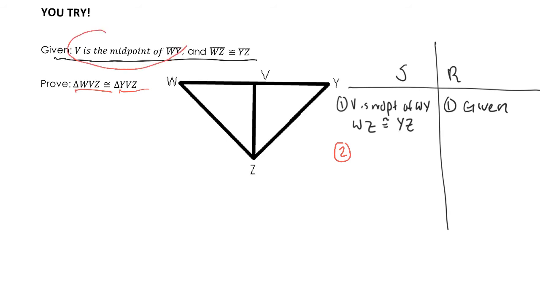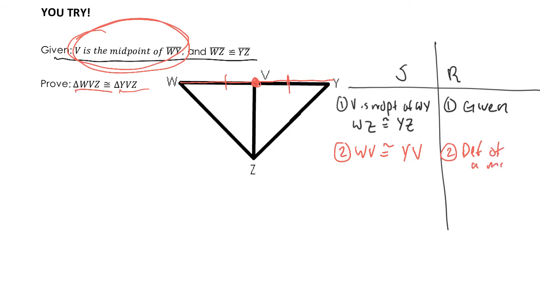What could I say is equal? Let's look at that first given. V is the midpoint of WY. So I like to highlight what I'm looking at. If V is the middle of that line, those two halves are equal. WV is congruent to YV. And that is the definition of a midpoint. That's how I know. So I'm just using that vocab word.